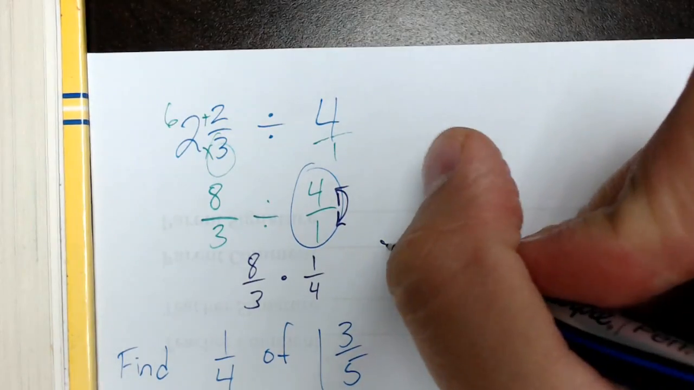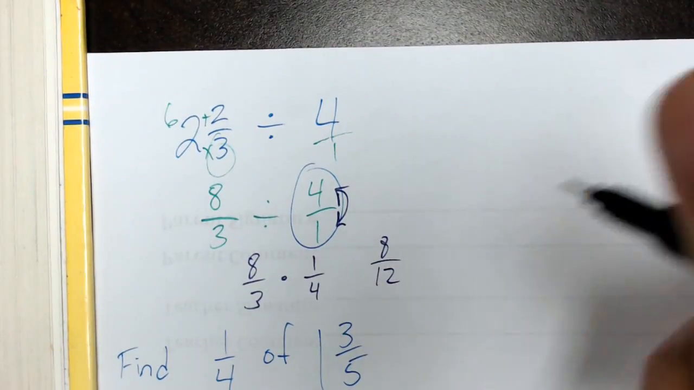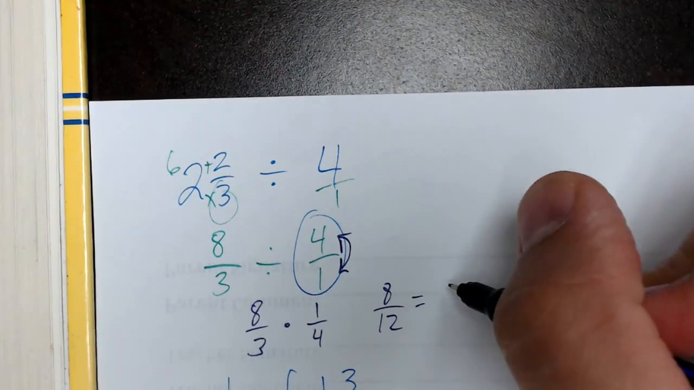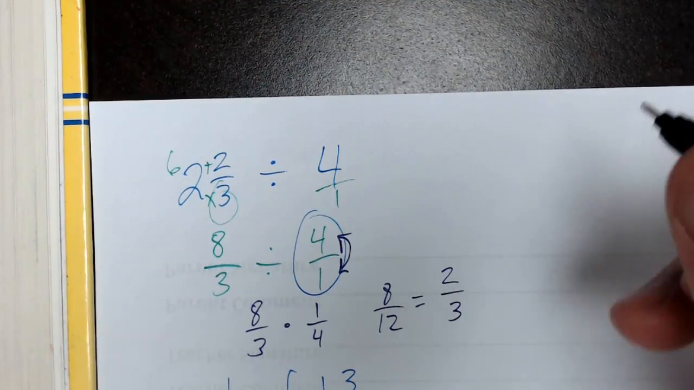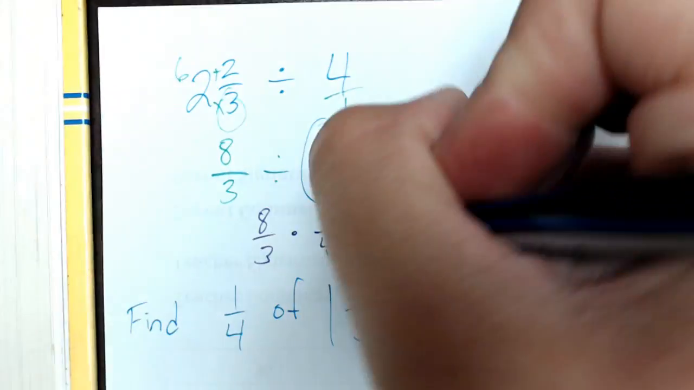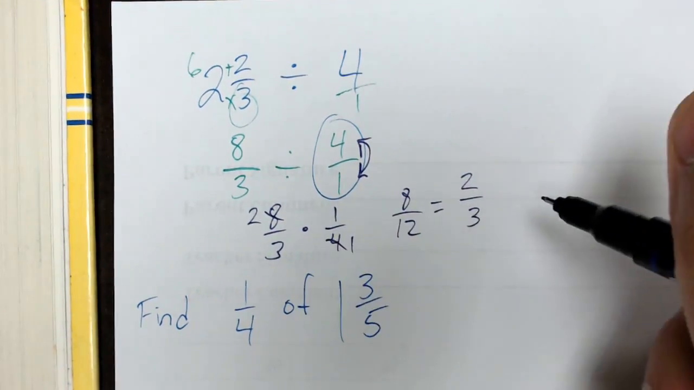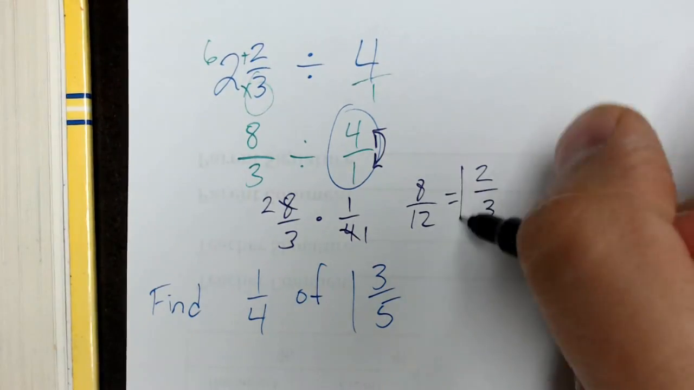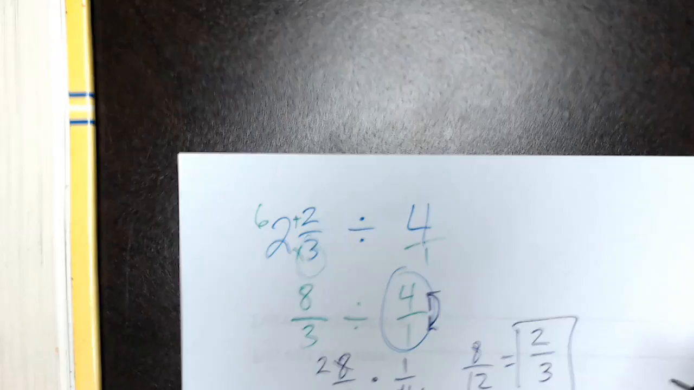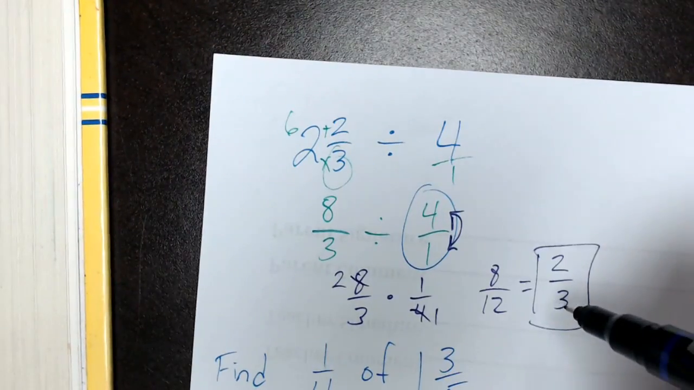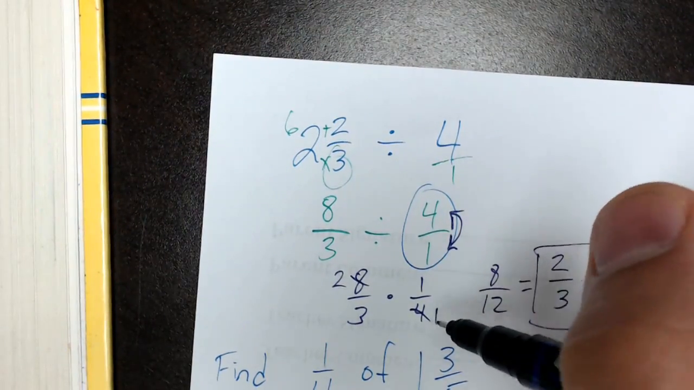8 times 1 is 8. 3 times 4 is 12. And 8/12 can be reduced to 2/3. Also, if you saw the cross cancellation, you could have canceled that and that. We could have had 1 and 2 and then had 2/3. But the answer is 2/3. Okay? So whenever you're dividing with mixed numbers, turn them into improper fractions. Use your rules of fractions to divide, which is to multiply by the reciprocal.